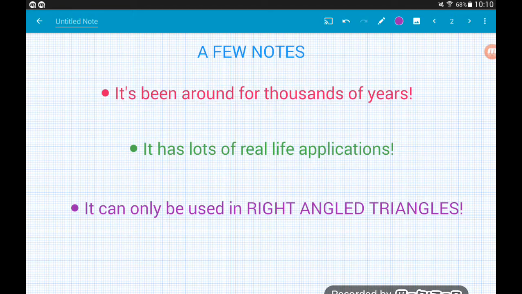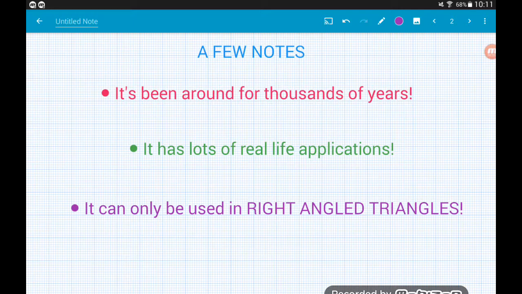It's been around for thousands and thousands of years. The ancient Greeks were obsessed with their triangles, and Pythagoras was one of them. Now I always think it's really cool that we still use something that is as old as Pythagoras' theorem, and we probably always will. It has lots of real life applications, so as a maths educator, I get asked a lot, when am I ever going to use any of this in real life? Well, Pythagoras is one of the big ones.